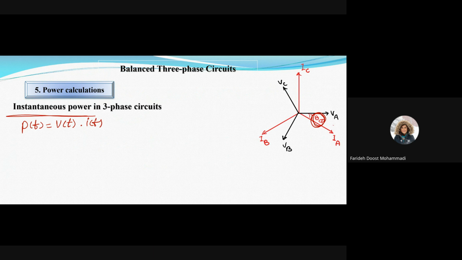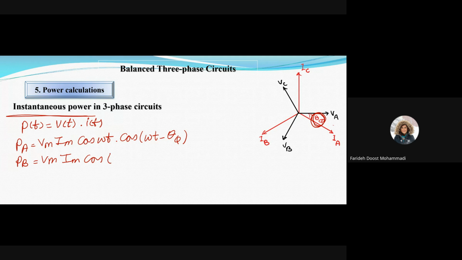So in phase A, it's going to be Vm cosine of omega t multiplied by Im cosine of omega t minus theta phi. In phase B, it's going to be Vm, because it has the same magnitude, Vm cosine of omega t minus 120 degrees, and the same thing for the current angle, Im cosine of omega t minus theta phi minus 120 degrees.